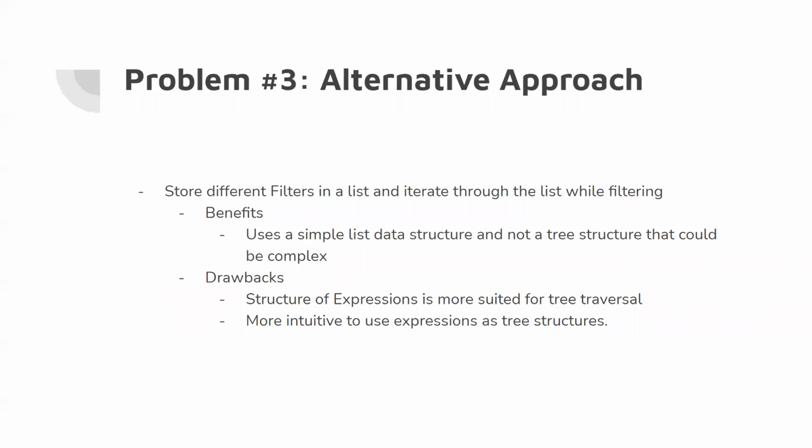An alternative approach was that I thought we could just put all the filters in a list and iterate through the list while filtering stuff out. It could be considered better because it uses a simple list data structure and not a tree structure, which could possibly be very complex. But some of the drawbacks are that the structure of the expression is more suited for tree traversal because of the way it's set up, and it's more intuitive to use expressions as tree structures. So the composite design pattern works very well with objects that could contain references to objects of the same type or simple objects, and that could be expressed as a tree.